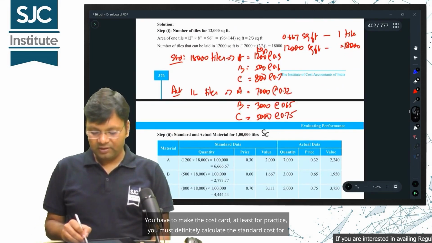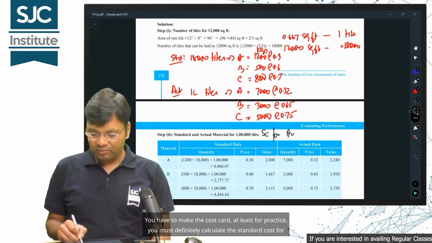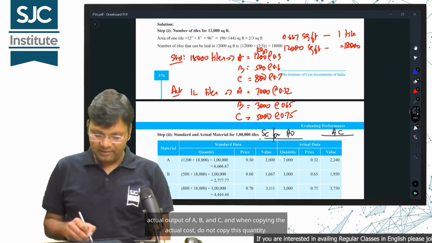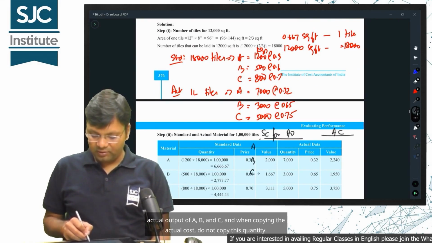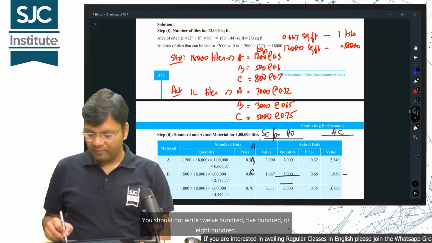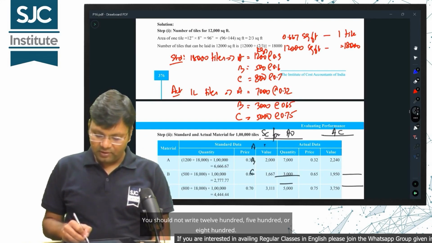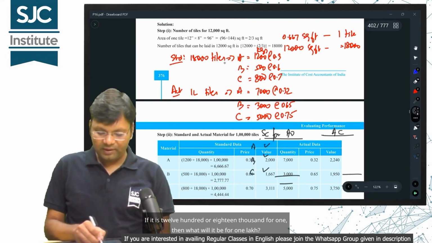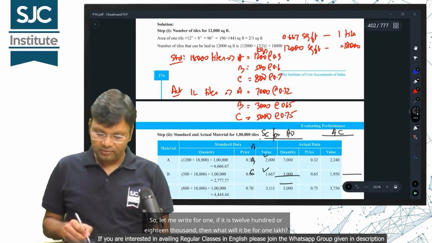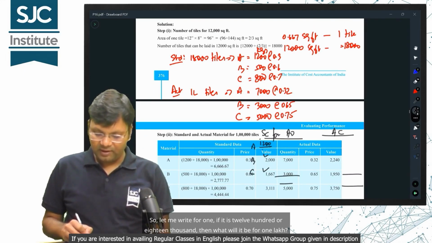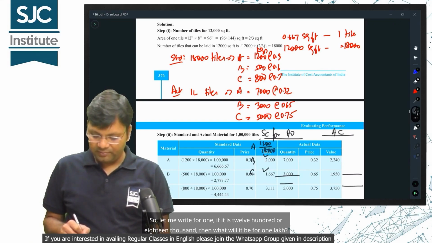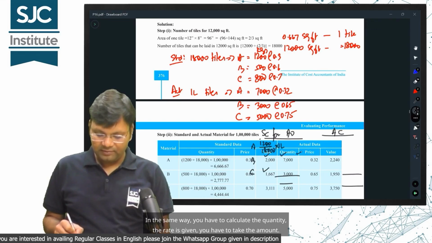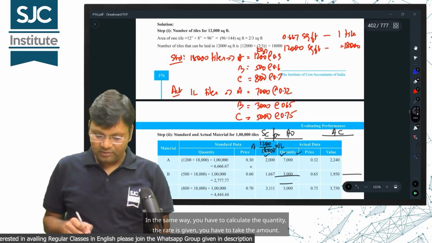You have to make the cost card, at least for practice, you must definitely calculate the standard cost for actual output of A, B, and C, and when copying the actual cost, do not copy this quantity. You should not write 1200, 500, or 800. If it is 1200 or 18,000 for 1, then what will it be for 1 lakh? In the same way, you have to calculate the quantity, the rate is given, you have to take the amount.